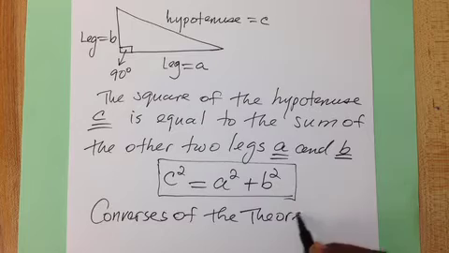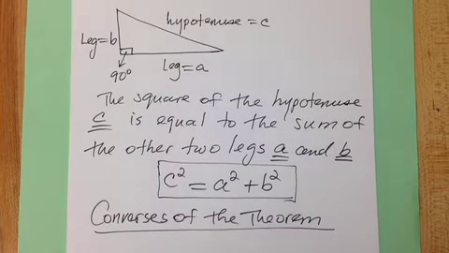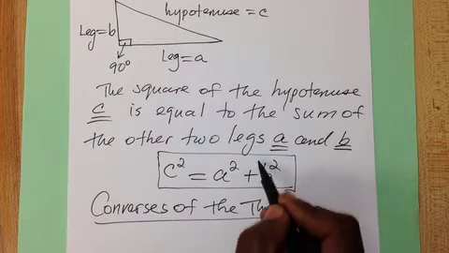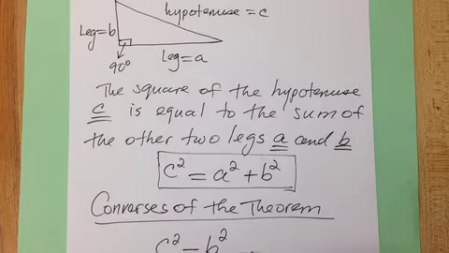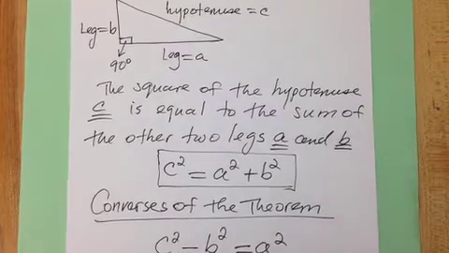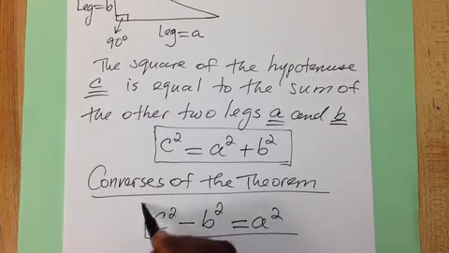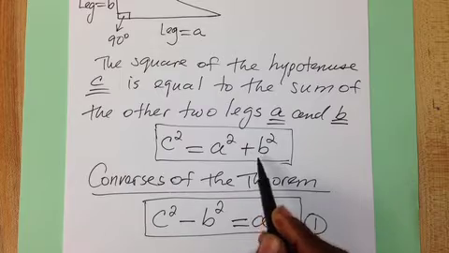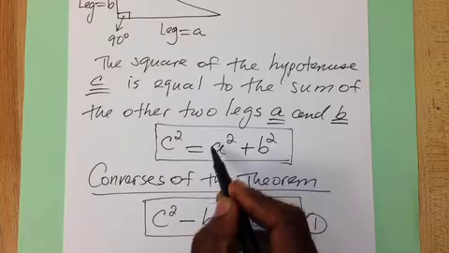Now if we look at the formula above, c squared equals a squared plus b squared, if we want to solve for a squared, we would move b squared to the other side by subtracting b squared from both sides. So this will bring us to a squared is equal to c squared minus b squared. And the same applies if we would want to solve for b. So we would get b squared is equal to c squared minus a squared.